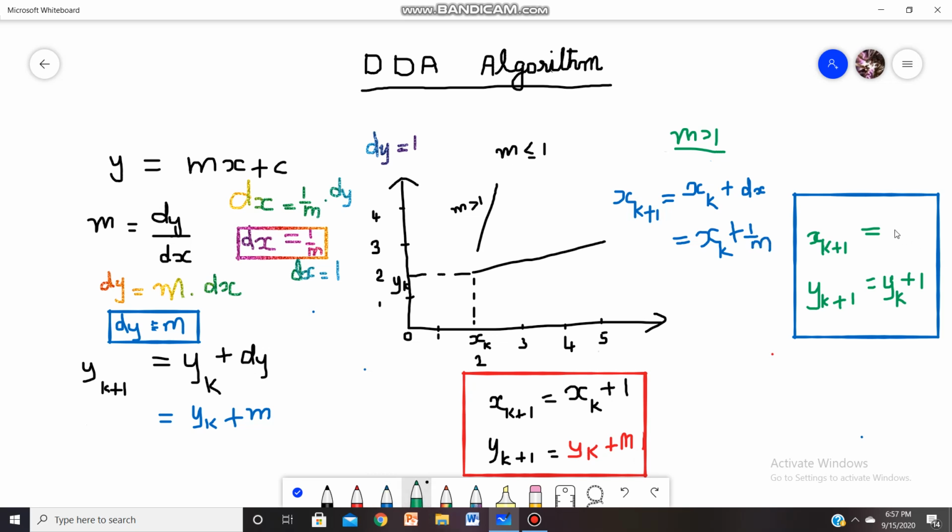So these are the two cases. For the first case, xk plus 1 is equal to xk plus 1 and yk plus 1 is equal to yk plus m. And for the second case, for lines with slope m greater than 1, yk plus 1 is equal to yk plus 1 and xk plus 1 is equal to xk plus 1 by m. So this is the algorithm. Hope you have understood.